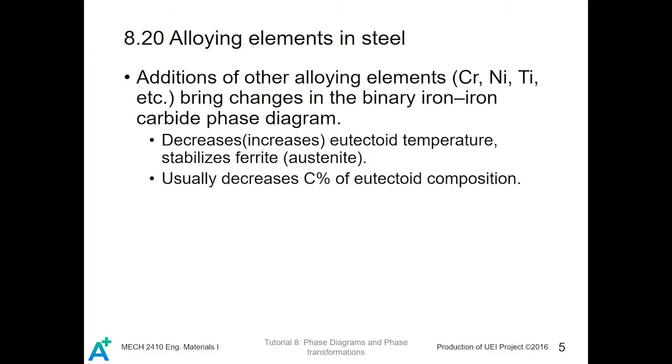Other alloy elements, such as chromium and nickel, bring changes to the binary iron-iron carbon phase diagram. They may decrease or increase the eutectoid temperature, and they stabilize ferrite or austenite. They also usually decrease the carbon content of the eutectoid composition, which means they shift the eutectoid line towards the ferrite side.